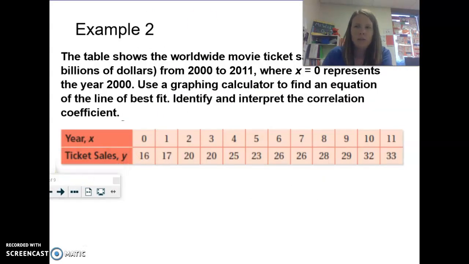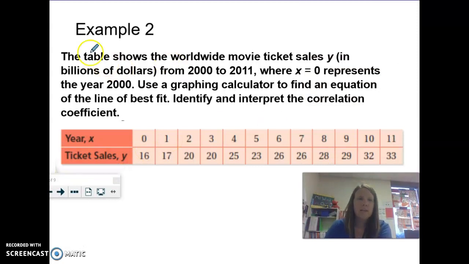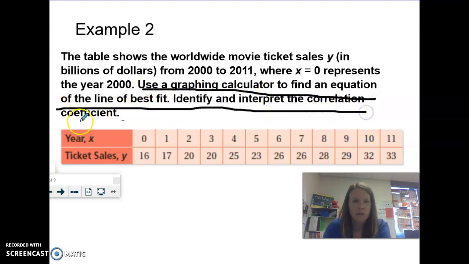Here is our next one, okay? The next problem says the table shows the worldwide movie ticket sales of Y in billions of dollars from 2010 to 2011, where X represents the year 2000. So X equals 0, sorry, represents the year 2000. Use a graphing calculator to find an equation of the line of best fit. Identify and interpret the correlation coefficient, okay? So line of best fit, identify and interpret the correlation coefficient. That is my directions right here, okay?